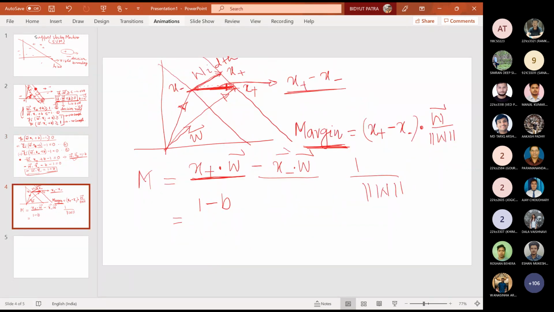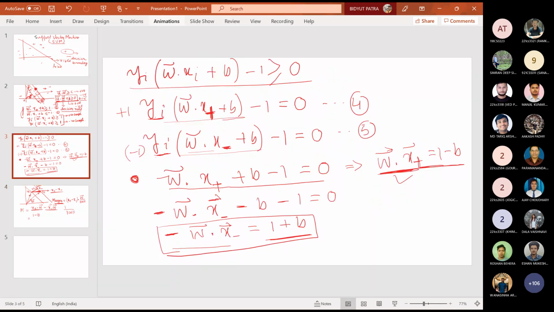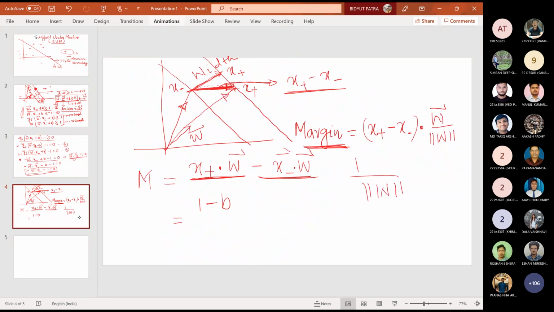And what is the entire value of this one? So this will be 1 plus b. So this will be plus 1 plus b. Okay. And then this will be w here, magnitude of w. So therefore margin of this thing will be 2 by magnitude of w. Okay. So therefore what we have to do is maximize this margin. Okay. So now the problem is coming here.